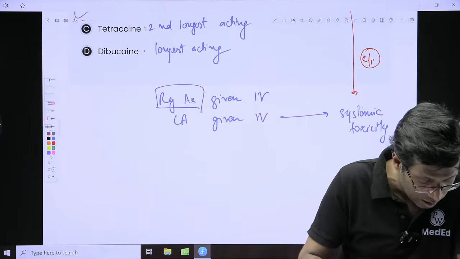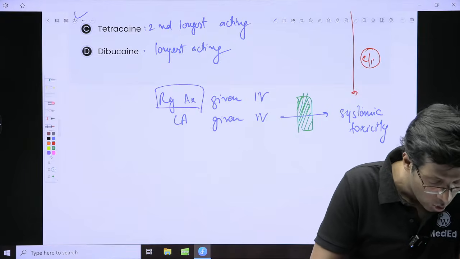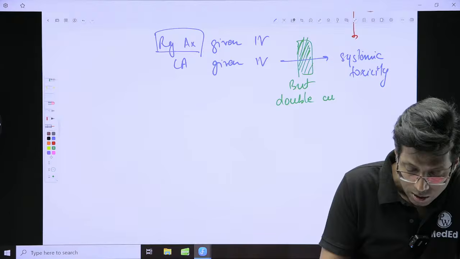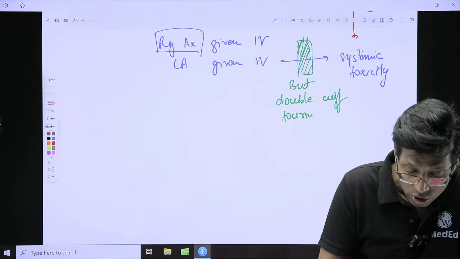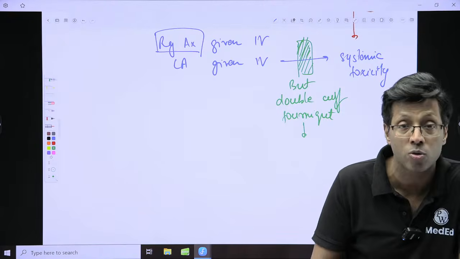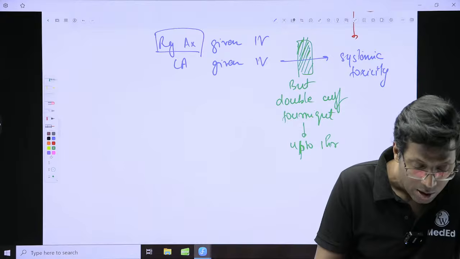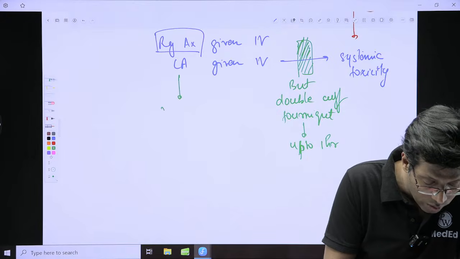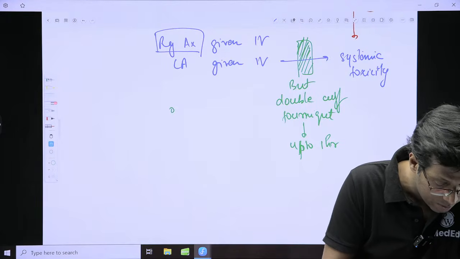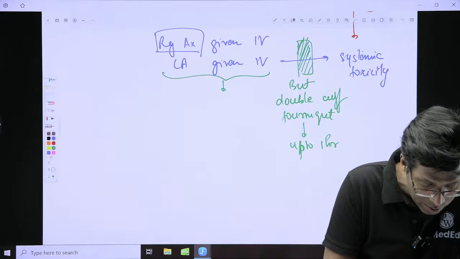So what you do is you give the drug IV, but at the same time you attach a tourniquet. Therefore, always remember, local anesthetic is given IV, but a double cuff tourniquet is attached so that your drug does not go systemically. When you use a double cuff tourniquet, the maximum time you can use it is up to 1 hour. So you need a block which lasts up to 1 hour, plus a drug which is not very long acting and has a wide margin of safety. So for this reason, we want drugs with a wide margin of safety.